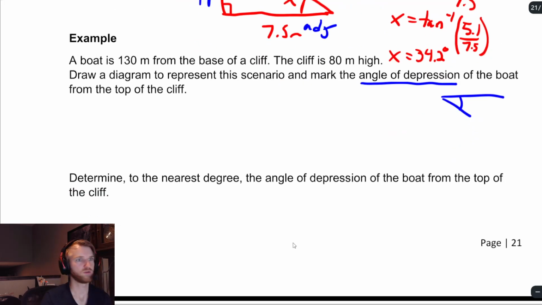Now, I'm going to go a little bit faster here, but I'm going to set up the drawings. The most important part here is setting up the drawings. The rest is just review of other stuff we've done. So this example is a boat is 130 meters from the base of a cliff. Okay, so here's a cliff. We'll do this in blue. Here's a cliff, and here is the boat all the way out here.